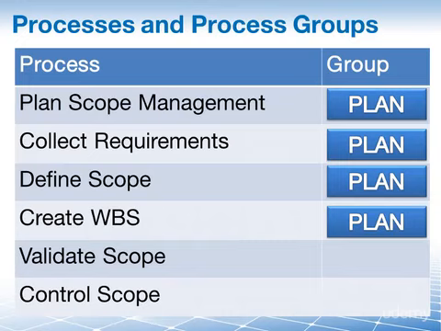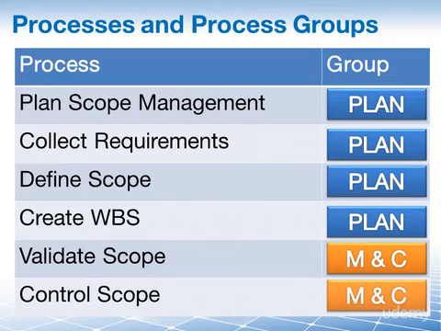But we still have to make sure that the scope is validated and approved, that is, monitoring and controlling, and of course, control scope at the very end. There's also a dead giveaway in the name with control. That is also part of the monitoring and controlling process group. So, 4 out of our 6 processes are planning processes, 2 are monitoring and controlling.